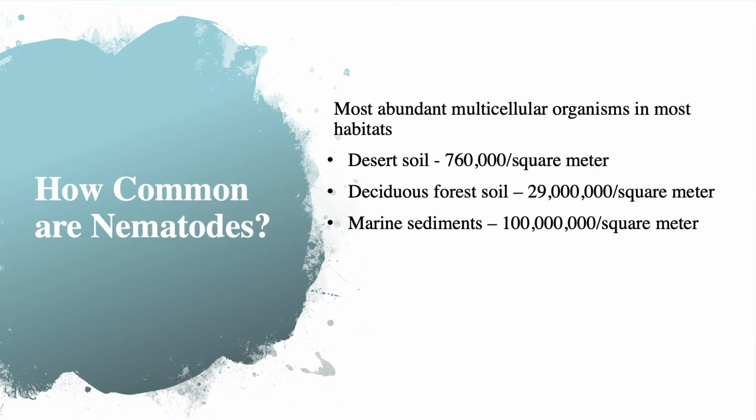So how common are nematodes in the environment? Well, they can be found just about everywhere, even blowing in the wind in a dried and arrested state called anhydrobiosis. But they are most abundant in soils and sediments, with the record being ocean sediments, with more than 100 million individuals per square meter. Even in relatively depauperate soils like a desert, there can be 750,000 nematodes per square meter. So truly a remarkable number of nematodes.